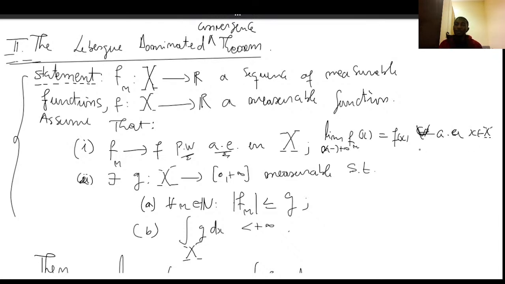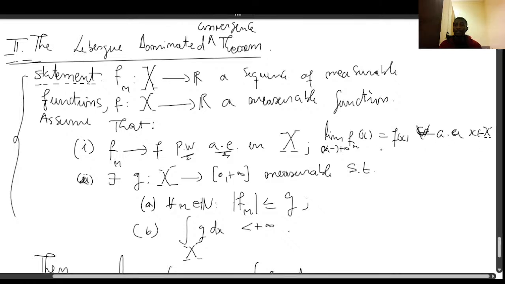It means that if we consider the subset of X where this is not true, we get a set of measure 0. That is what we mean by almost everywhere in capital X. So assume also that we have a function G that is positive, first of all, and that is measurable, and such that for any n, we have the absolute value of Fn is less than G, and the integral of G is finite.